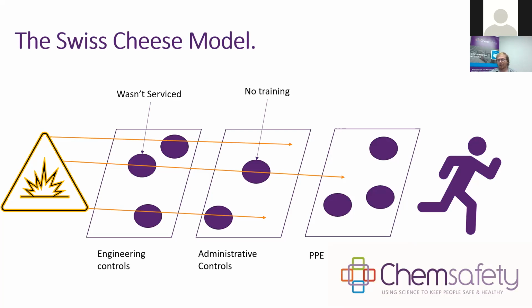So you've got engineering controls. And if one of the holes was that it wasn't serviced, then there's a chance that the harm's going to get through to the person. Then you've got some administrative controls. So the person wasn't trained about what to do when an explosion happened. But finally, they were wearing PPE, so they were protected, because when you have all these holes lining up, that's when a disaster happens. But if you have enough layers, the odds of something going through all the layers is very low.